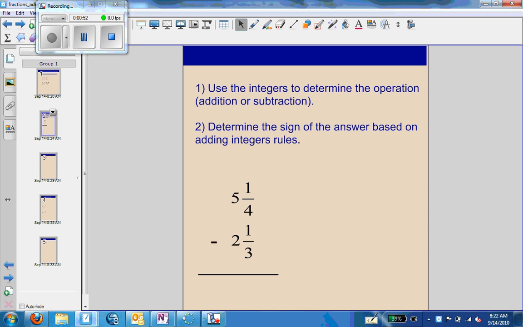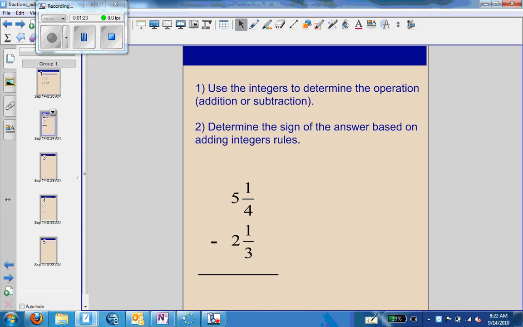If we go to the next slide, it tells us to use the integers to determine the operation, addition or subtraction, and then determine the sign of the answer based on adding integer rules. So I always start out and do number 1 and 2 before I do any math. First, we're going to use integers to determine the operation. So we have 5 1/4 minus 2 1/3. Well, 5 1/4 is the bigger one, minus 2 1/3.